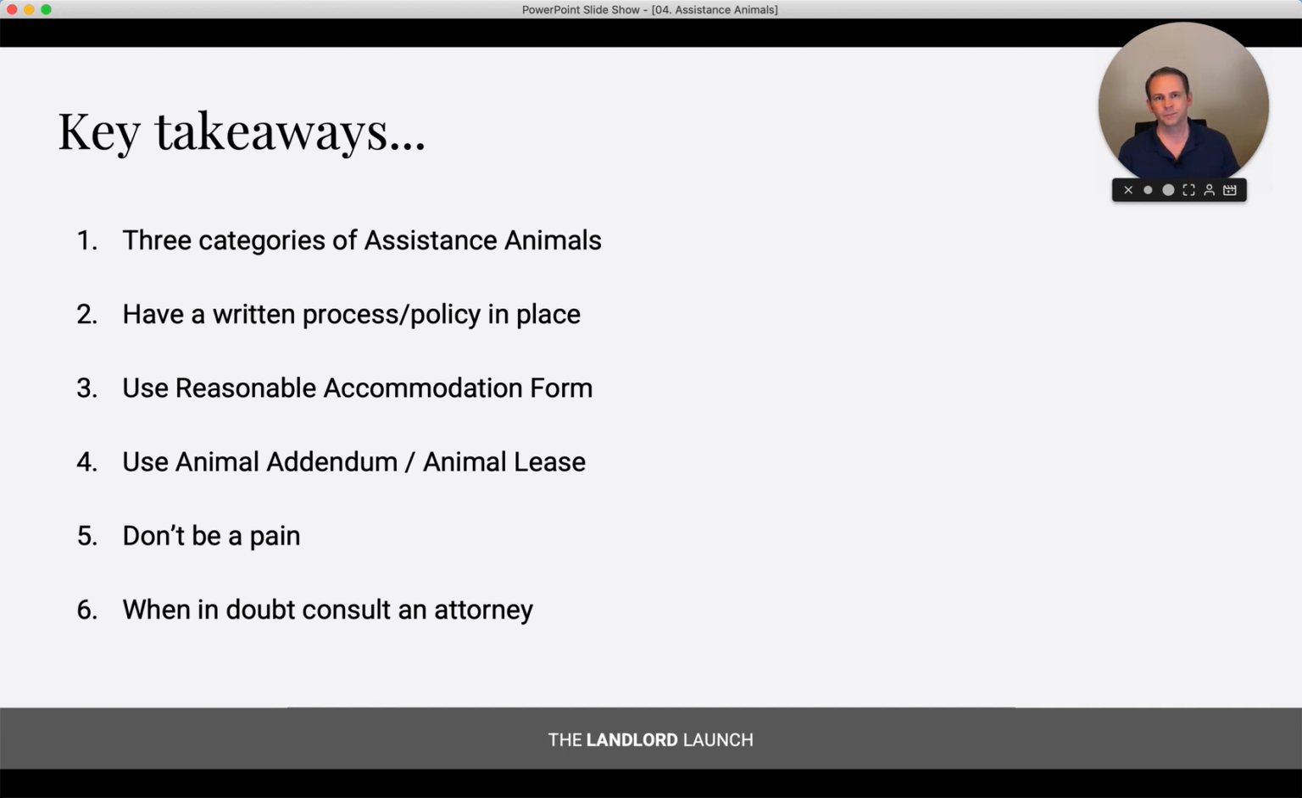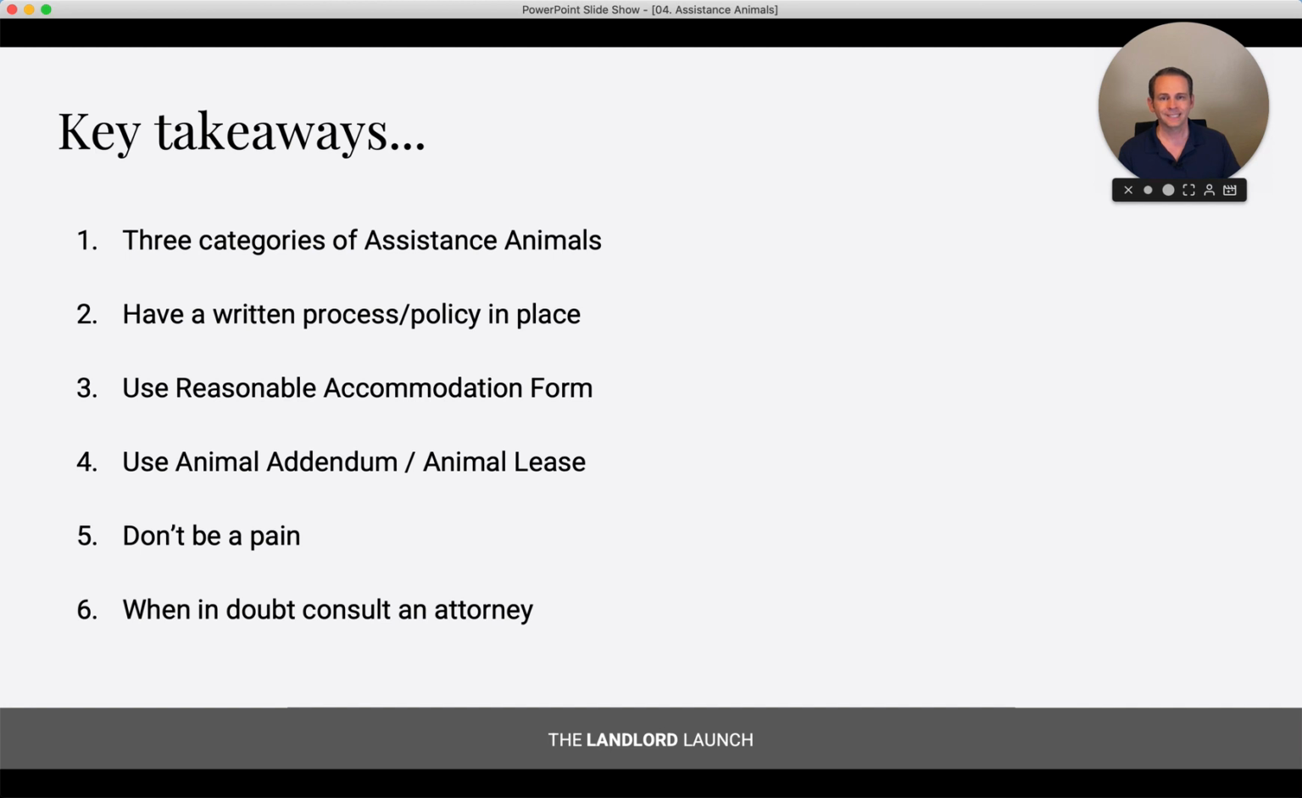Regardless of how you feel about it, if you follow the written policy and you're professional and you do the things you need to do, then if it ever turns into a real issue, you have the ability to get that animal and that tenant out of there. And if there is ever a complaint filed, you are completely backed up. So be professional, follow that process.